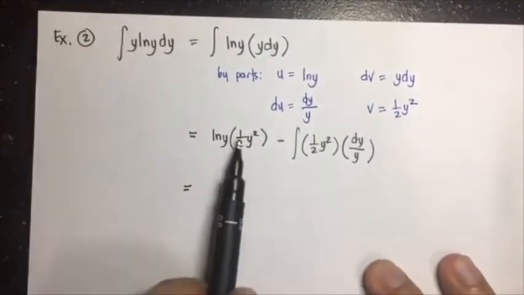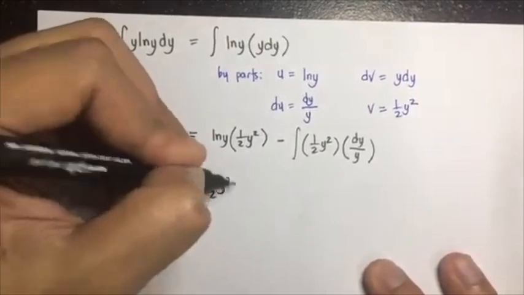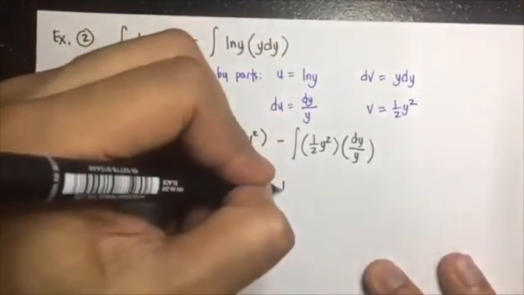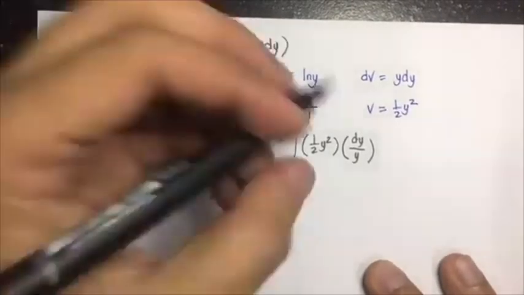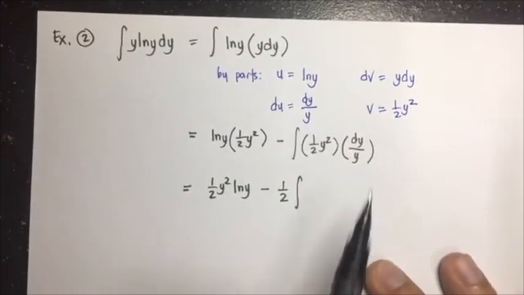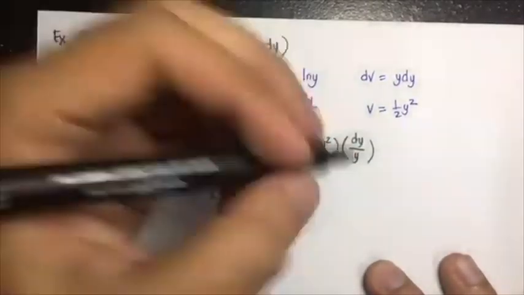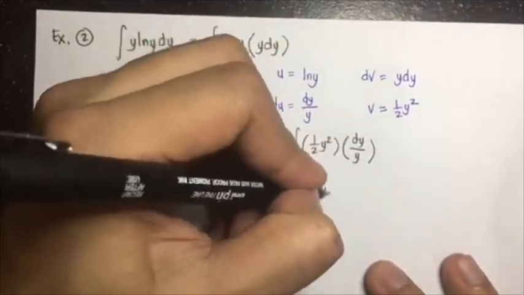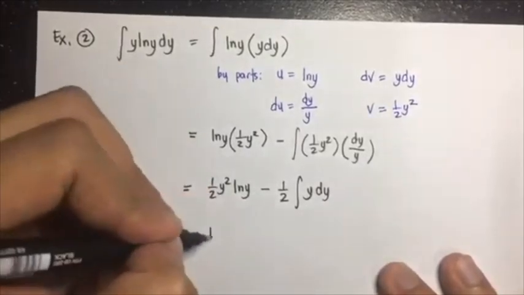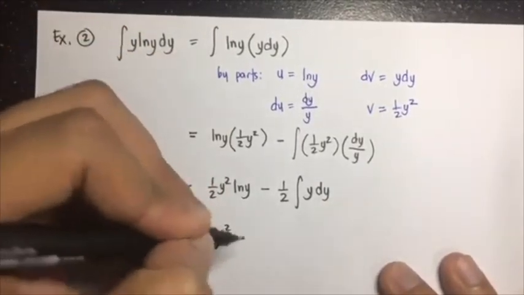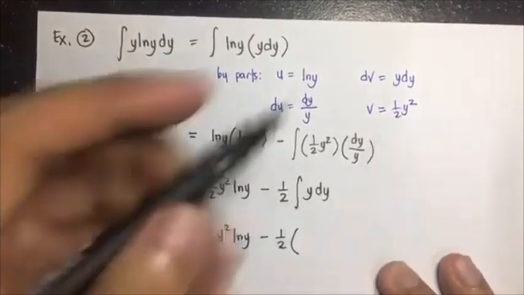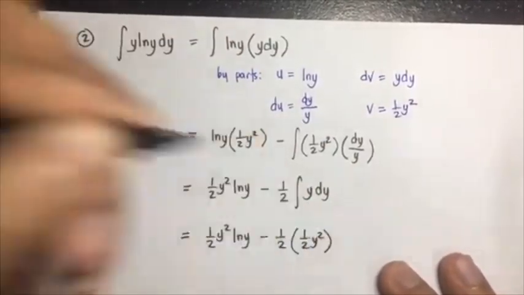Okay, so this will become 1/2 y squared ln of y minus 1/2. The numerical coefficient, we take it outside of the integral. As you can see, we can cancel y squared over y, so we have y dy. So the integral of y dy, similar to what we did here, is 1/2 y squared. So 1/2 y squared ln of y minus 1/2 times the integral of y dy, which is 1/2 y squared.